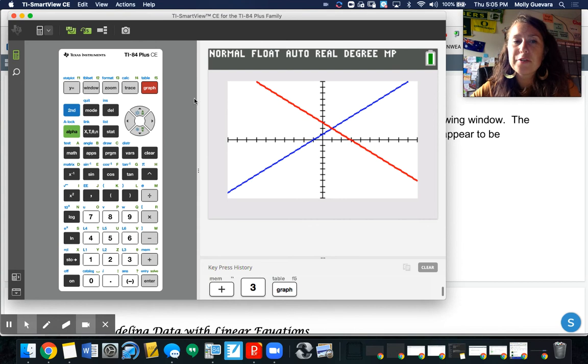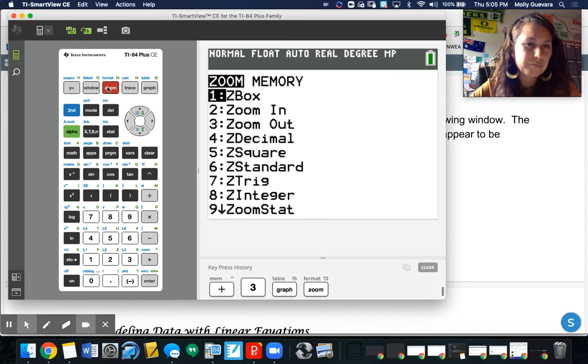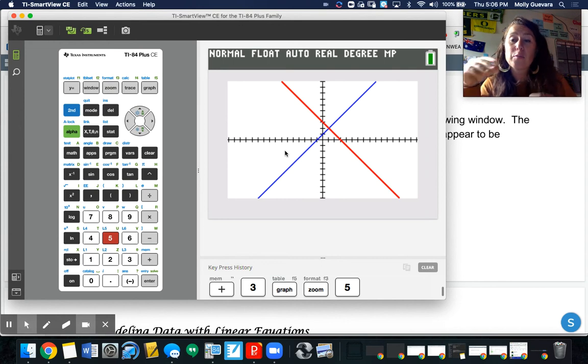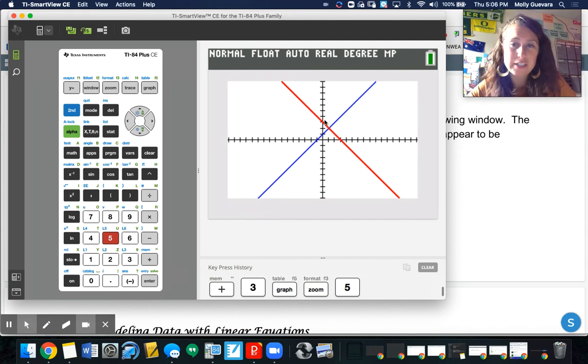What we can do to fix that is go to Zoom, and then number 5, which is ZSquare. If you hit 5, it adjusts the window so that every tick mark is equally spaced on both the x-axis and the y-axis. Now the question is, does it look perpendicular? And yes, this looks much better. It looks like it's 90 degrees. Once you get that square window, they actually do look like 90 degrees.